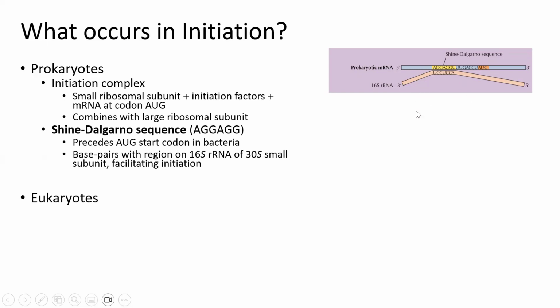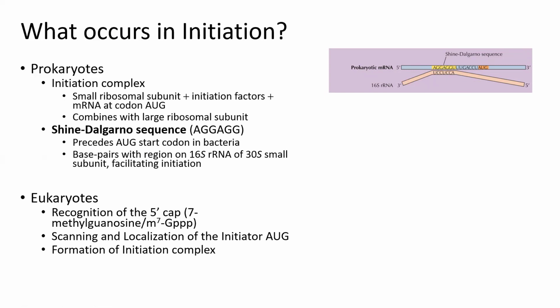And once that comes together, there is a region called the Shine-Dalgarno sequence. It binds with the 16S ribosomal RNA, and it basically scans the area for this region and base pairs with that ribosomal RNA in the 30S subunit.